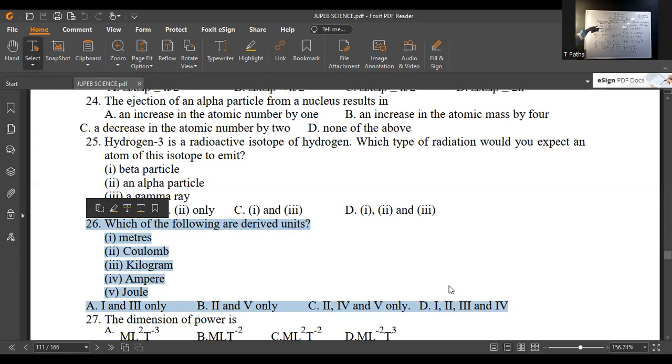It's fundamental. Ampere, I did not write ampere. Ampere is current, it's part of fundamental. And the last one there is joules. Joules, that is energy. So energy is a derived unit. Energy is my answer there.